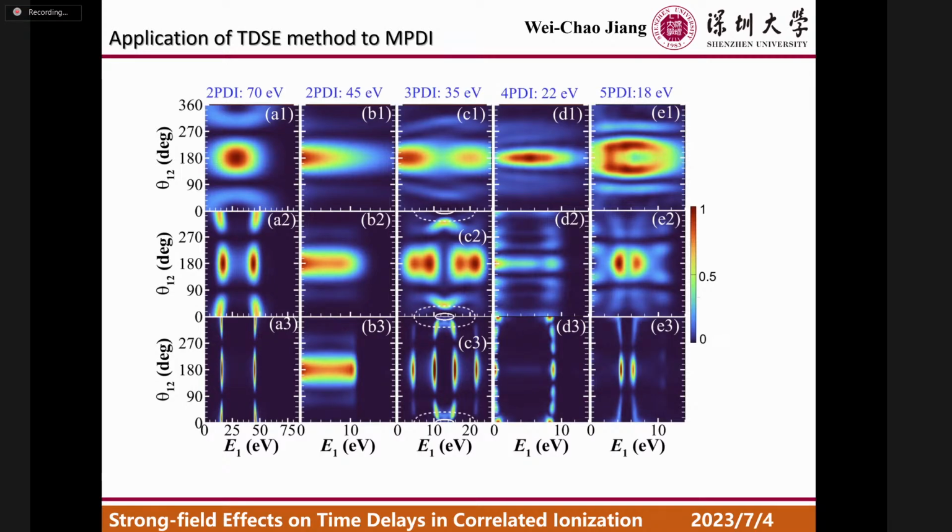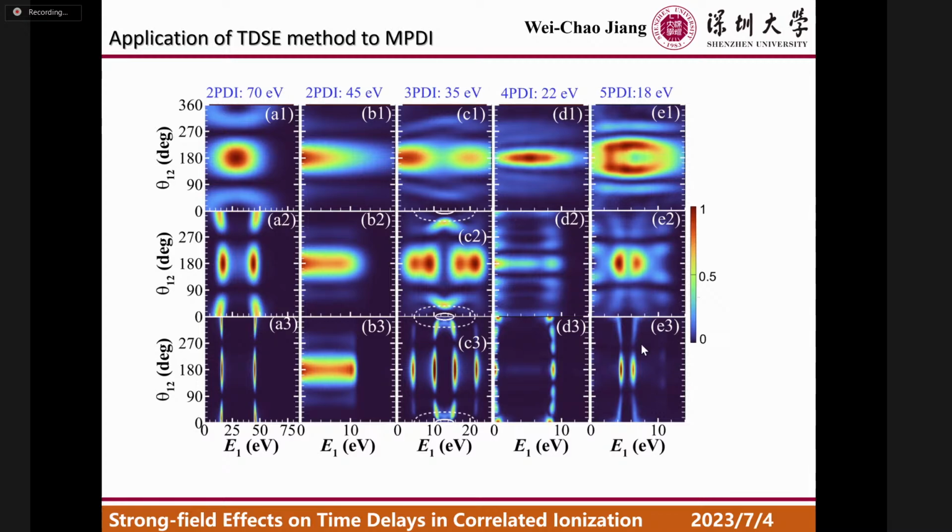So we vary the pulse length systematically. The first column is for the 5 cycle linear pulse. The second column is for the 20 cycle pulse. The third row is for the 100 cycle linear pulse.